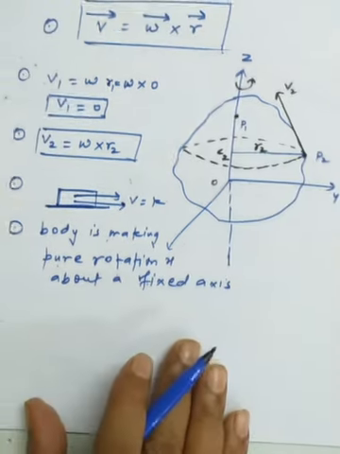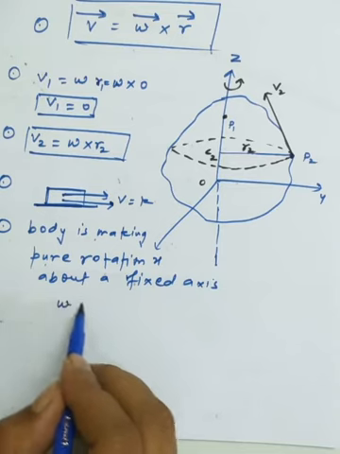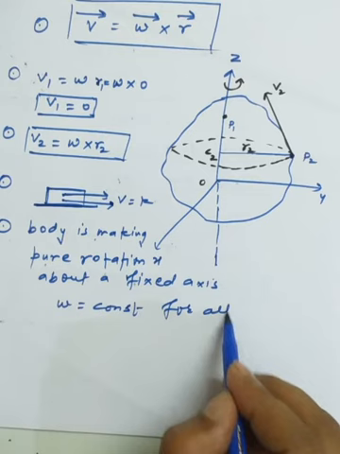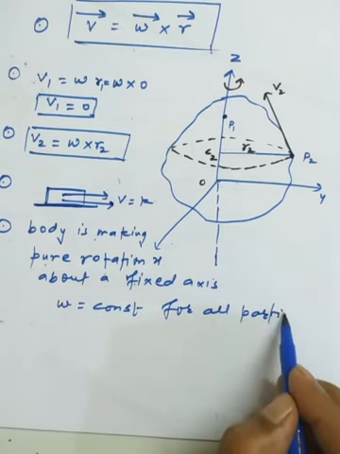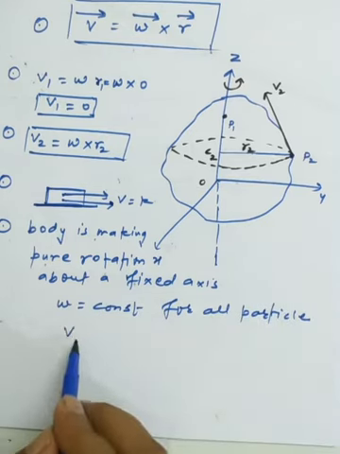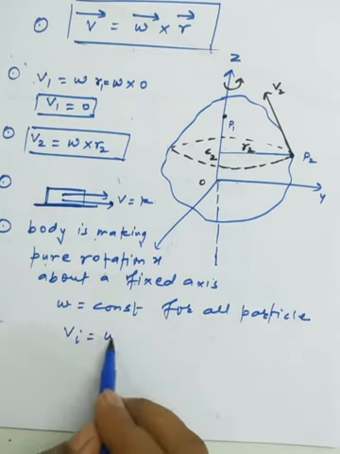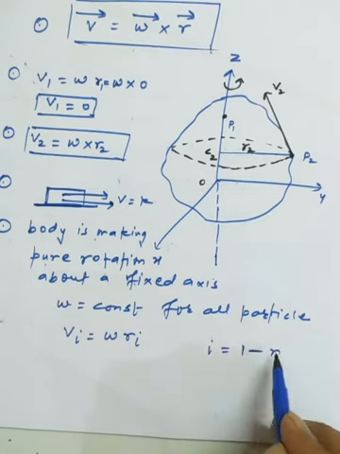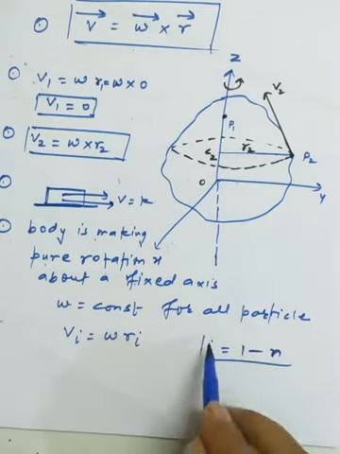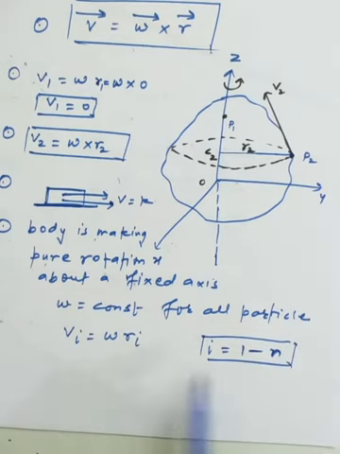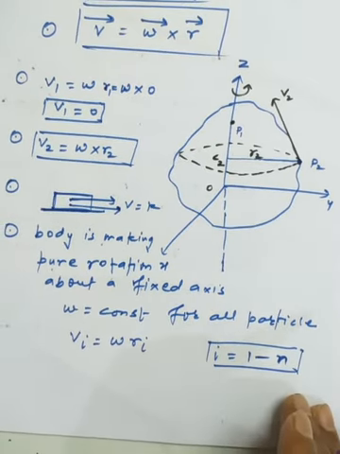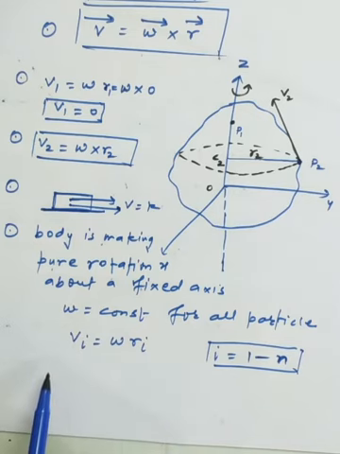So easily we can say that omega will be the same, omega will be constant for all particles, and the linear velocity vi is equal to omega ri, where i goes from 1 to n. Here we are imagining the body is constructed by a number of particles, n particles inside the body. So this is one of the facts about angular velocity we have.